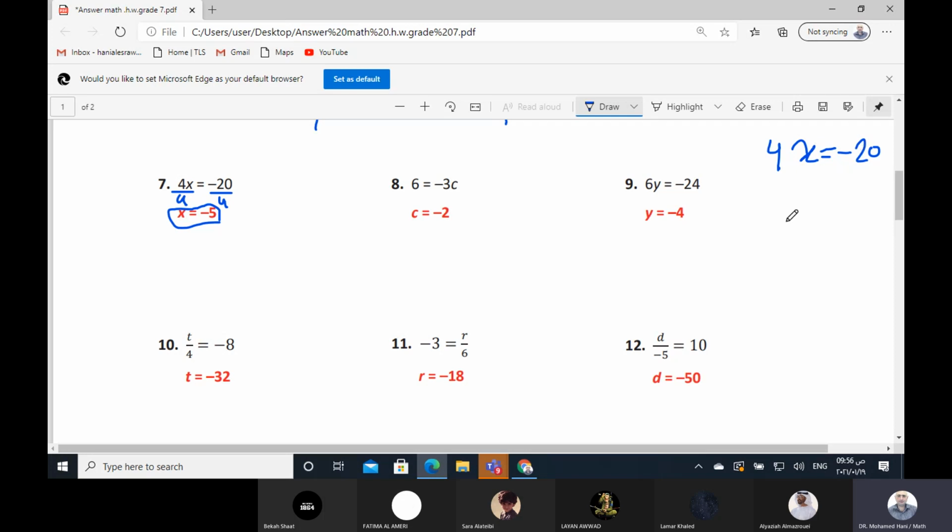Or we can use the steps to solve this equation. What is the relationship between 4 and x? Multiply. It means 4 is the coefficient. How to remove this coefficient? What is the opposite of multiply? Divide. So you can divide the first side by the same coefficient, 4, and divide the second side by the same coefficient. Now 4 divided by 4 will be 1. 1x means x. Minus divided by positive will be minus. 20 divided by 4 will be what? Will be 5. So the answer will be minus 5.